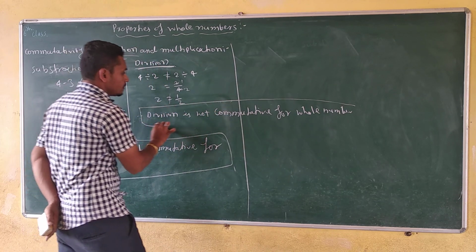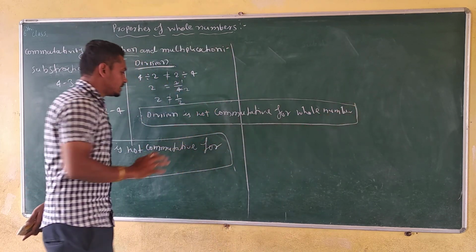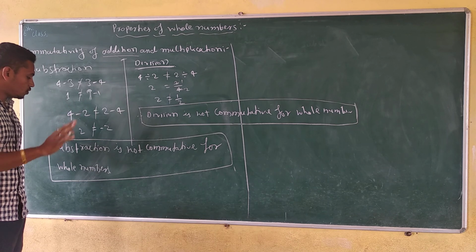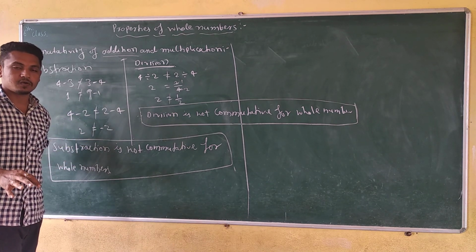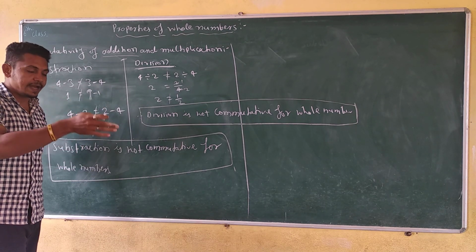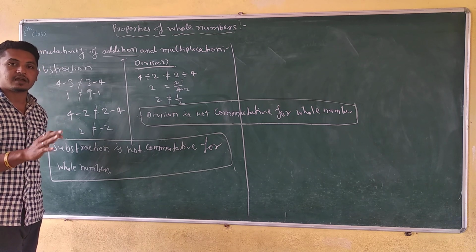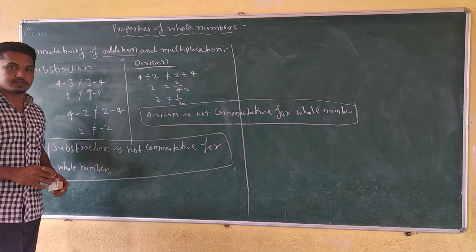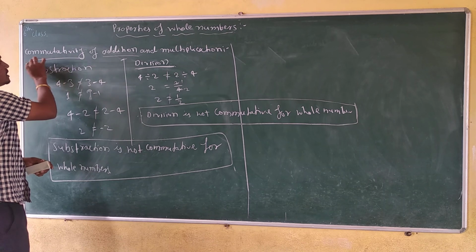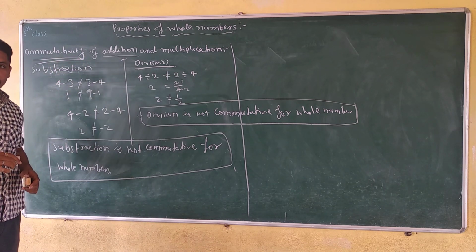Okay. Please note down the statement. Division is not commutative for whole numbers. Subtraction is not commutative for whole numbers. But in the case of addition and multiplication, these are commutative for whole numbers. Okay, this is the commutative property.